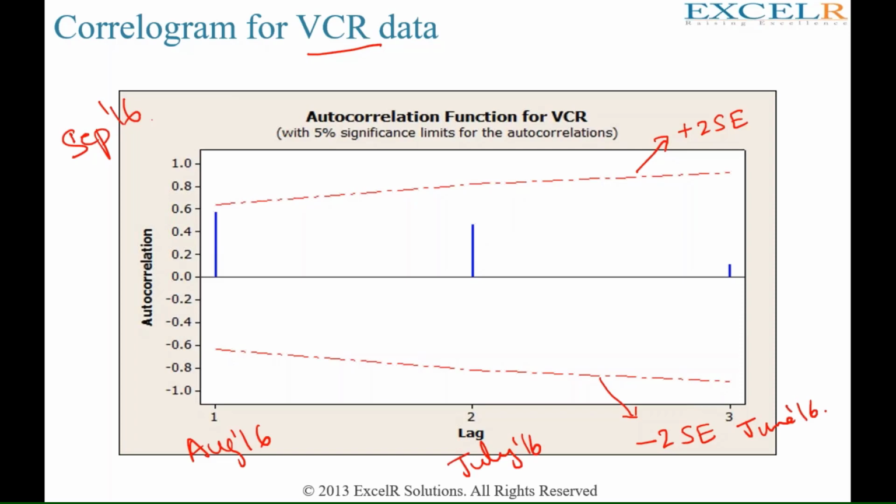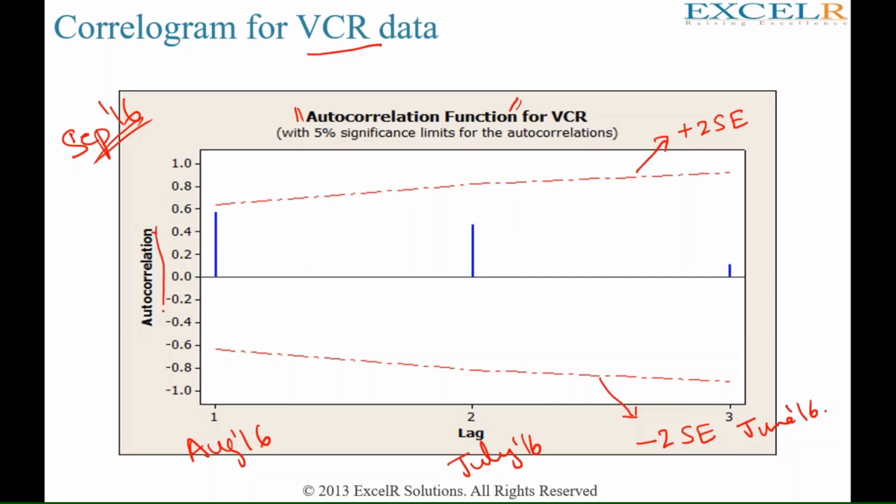So what are you trying to do by plotting this ACF plot or Correlogram? ACF stands for autocorrelation function. What are we trying to analyze? We are trying to see which lag is more significant. Is lag 1 more significant to forecast September sales, or is lag 2 more significant to forecast September sales, or is lag 3 more significant?